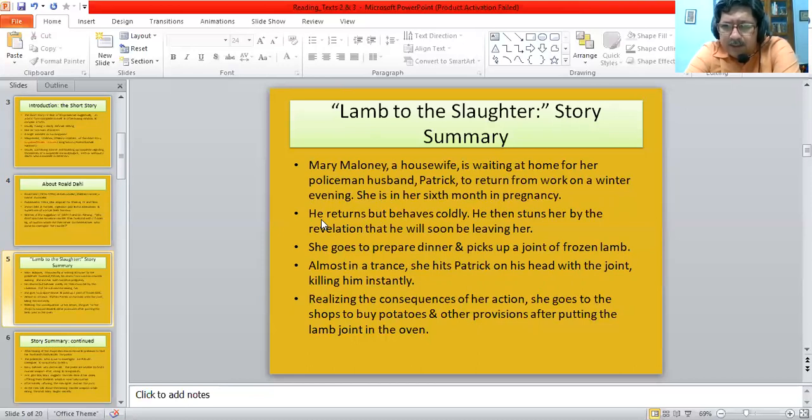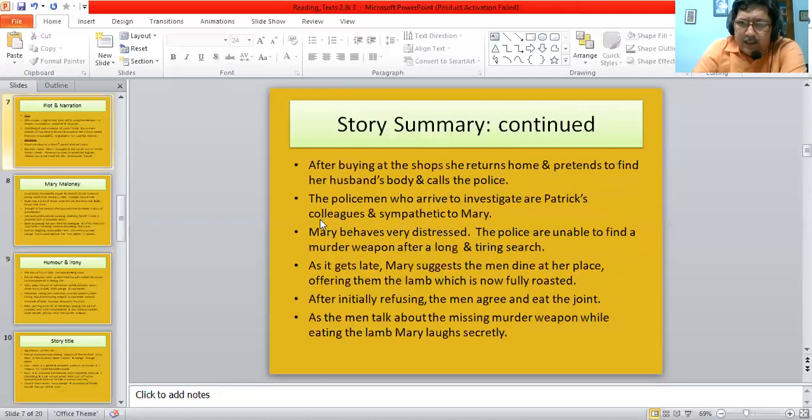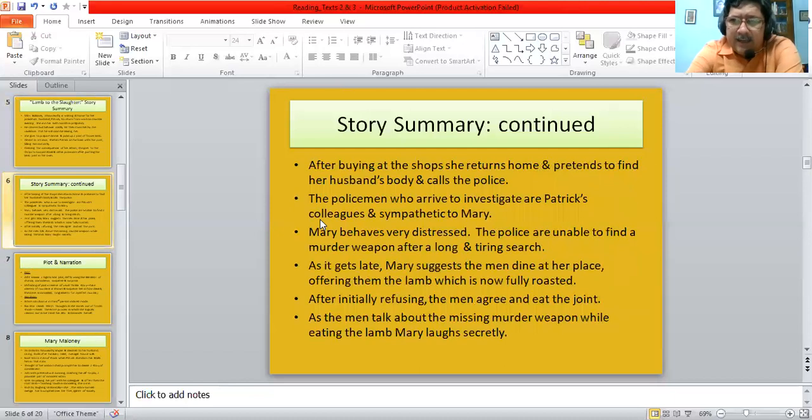She goes to the shops to buy provisions and puts the lamb joint in the oven. In fact, she does everything to conceal the crime as far as possible. So, after spending some time at the shops, she returns home and pretends to find her husband's body and then calls up the police. The policemen who arrive to investigate are Patrick's colleagues and they are sympathetic to her. Mary behaves in a very distressed way.